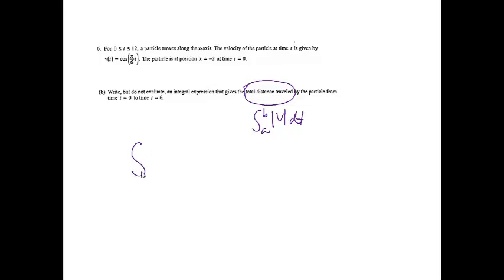All we need to do, we're going from 0 to 6. It's the absolute value of velocity. So here's my velocity formula. And voila, that is done. That was worth 1 point. Hopefully you got that one.